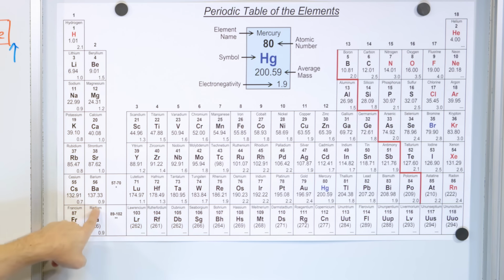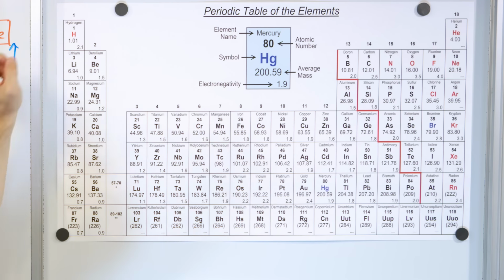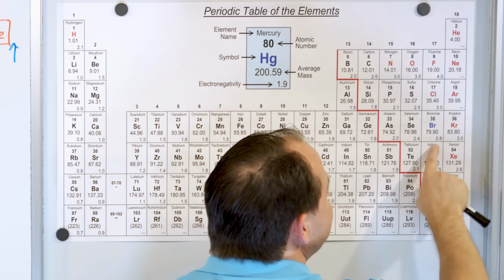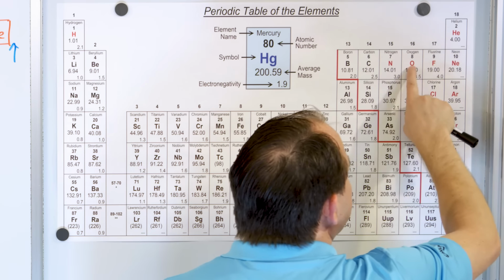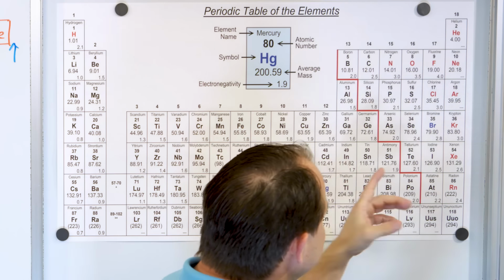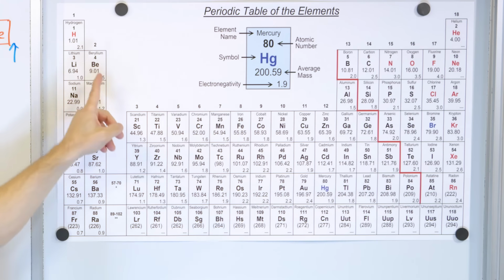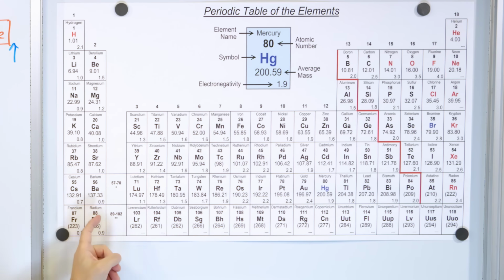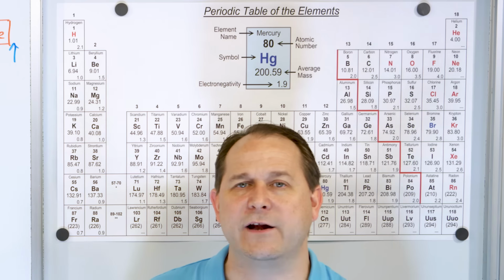But this column wants to give away 2 electrons. This column wants to give away 1 electron. This column wants to gain an electron, becoming a -1 ion. This column wants to gain 2 electrons, becoming a -2 ion. So once again, this column wants to gain 1 electron. This column wants to gain 2 electrons. This column wants to lose 1 electron. This column wants to lose 2 electrons. And this column doesn't want to do anything. It doesn't want to gain or lose anything.